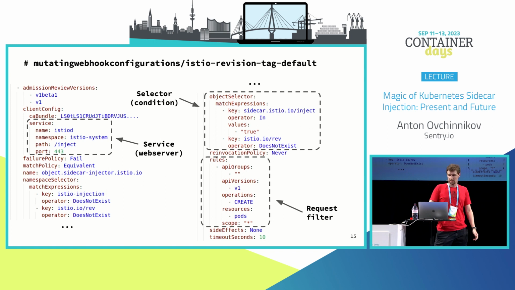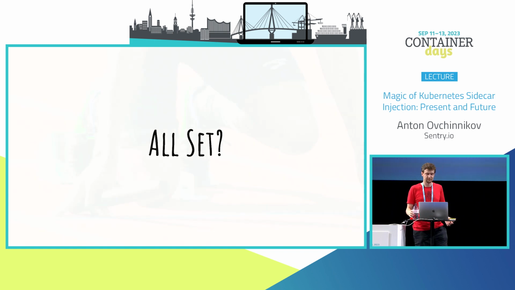And the third part is the object selector condition. We can filter what kind of pods are actually affected or considered for this webhook configuration. And in this case, we basically say we only care about pods that have this label set to true and another label being absent, does not exist. And yeah, this is basically the magic, right?